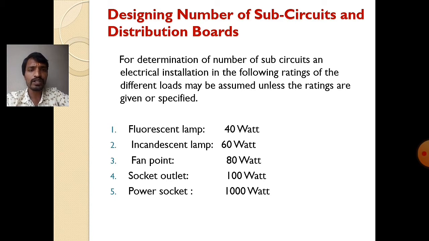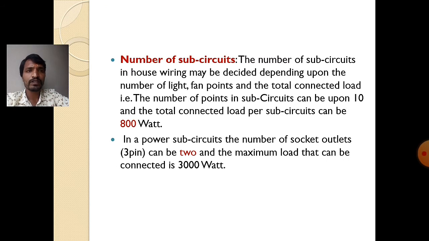Socket outlet. This is the 3-pin socket which we use for charging a mobile phone or watching a TV. The 3-pin socket outlet is 100 watts. The power socket is used for a refrigerator, a mixer grinder, and also an electric iron. The rating of a power socket is 1000 watts. The number of subcircuits can be designed depending upon the number of points.